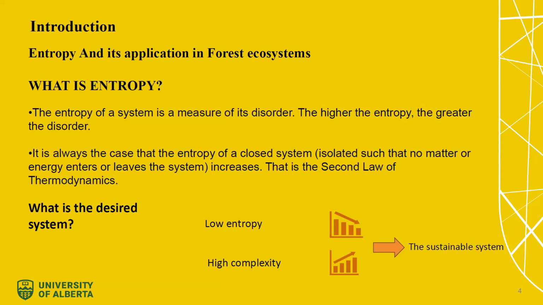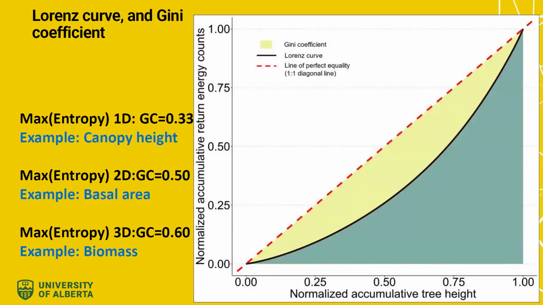Basically, in thermodynamics, we believe that whenever we have a closed system, the entropy of the system is always increasing, okay? But when it comes to the study of the forest ecosystem, we are interested in having a lower amount of entropy with a high amount of complexity, which creates a sustainable system for us. Based on this definition, and also the Lorenz curve and Gini coefficient.